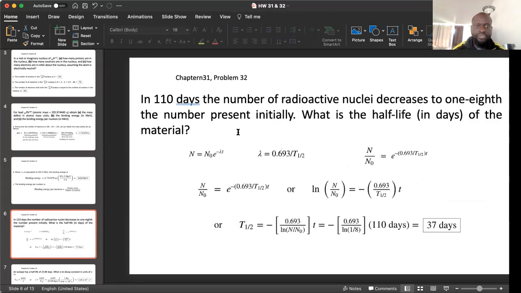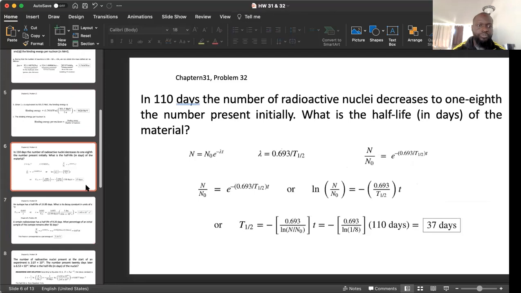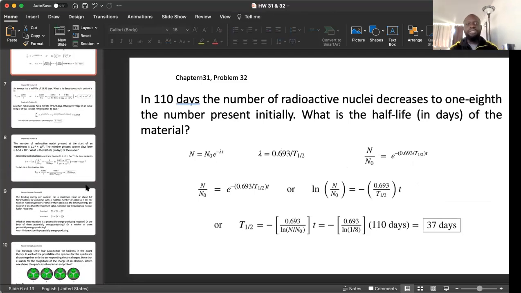Okay, the next one is chapter 31, problem 32. It says that in 110 days, the number of radioactive nuclei decreases to 1/8. What is the half-life in days of the material? This is the same problem I told you could be done like the first problem, but this is the second method. You're going to combine two formulas: N equals N naught exponential minus lambda t, and lambda is 0.693 over half-life. From here, we put lambda in this formula and solve for half-life.